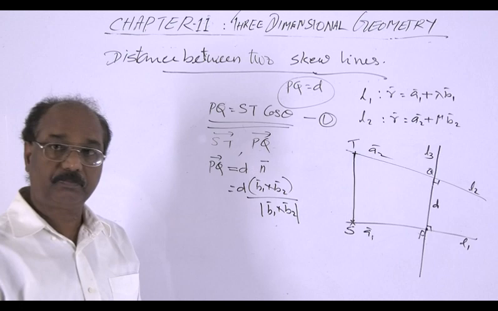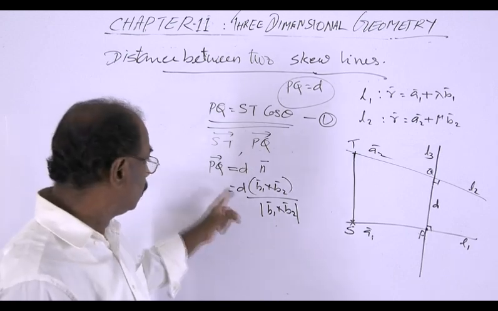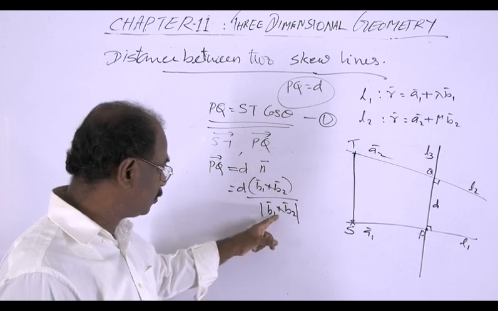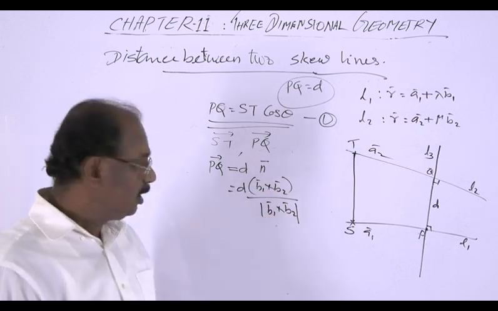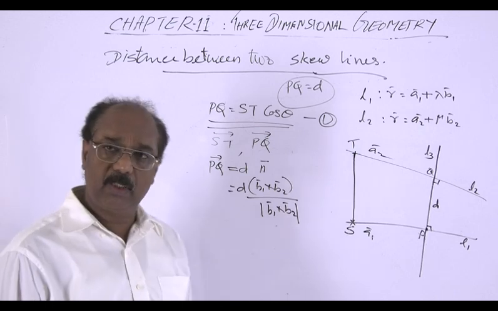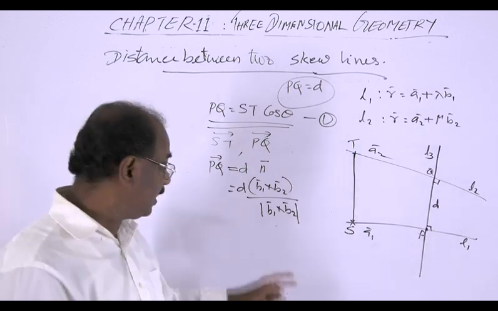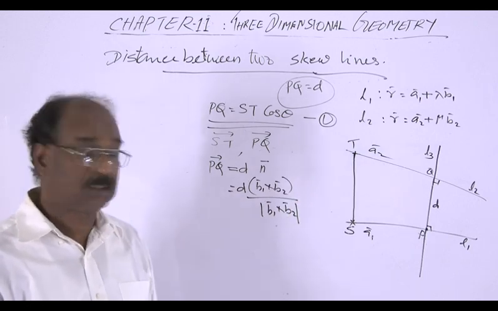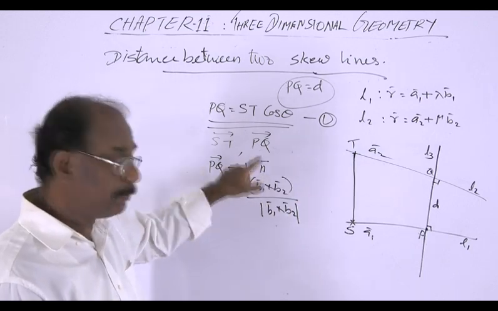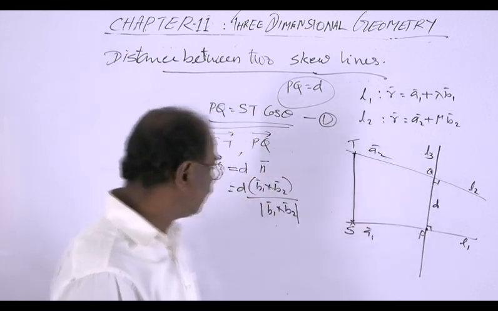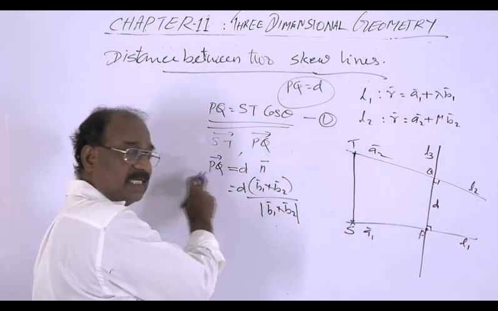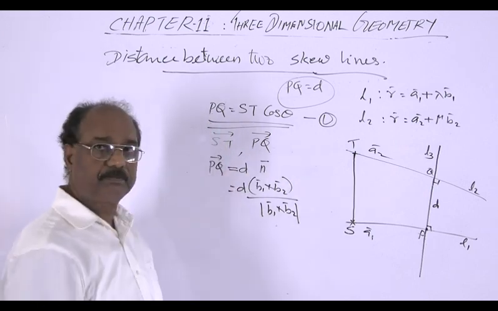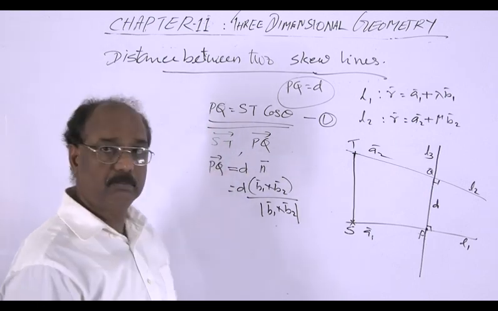B1 cross B2. So this vector PQ is equal to D into B1 cross B2 by modulus of B1 cross B2. B1 cross B2 is perpendicular to both B1 and B2. So dividing by the modulus, we get the unit vector in that perpendicular direction. So this is N, perpendicular to both L1 and L2, and therefore this PQ vector is the magnitude of PQ into the unit vector. So we obtain the PQ.